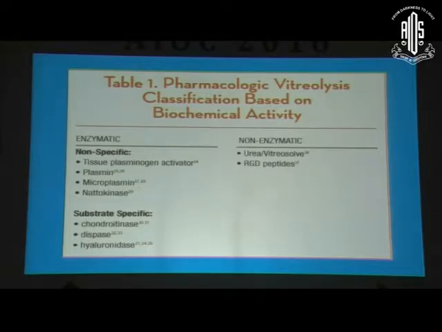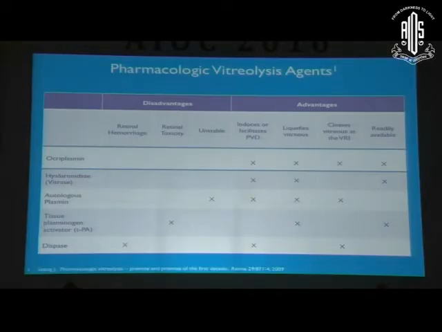But the other ones are enzymatic, which could be either non-specific, that is, they act across different proteins, as I said, collagen, fibronectin, laminin, or they could be very enzyme substrate specific enzymes like either chondroitinase, dispase, or hyaluronidase. And hyaluronidase was the other agent which previously entered into phase 3 trial. Unfortunately, the p-value was less than 0.05 only in one trial. So all phase 3 trials have to have 2 parallel trials, and only one of them had p-value significance, so it did not get US FDA approval.